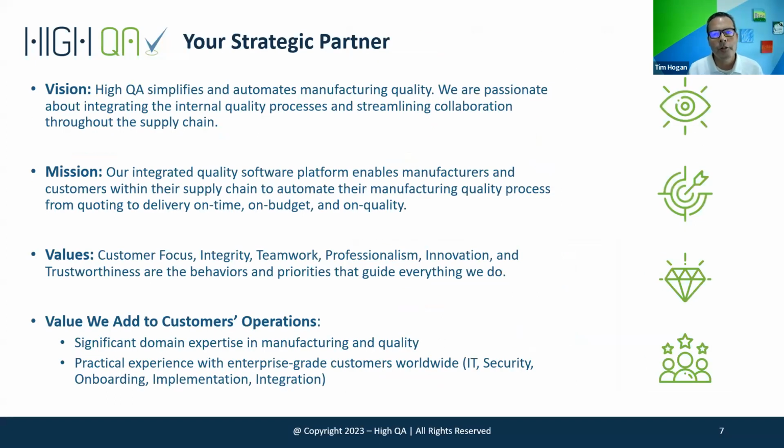We have our vision, mission, and values outlined here. But the one thing I'd really like to point out is down toward the bottom, it says significant domain expertise in manufacturing and quality. That's one of the elements that really sets HiQA apart, we believe anyway, from a lot of our competitors or other products out there: the people involved in HiQA, myself included, have a lot of manufacturing and quality background. We're not just software developers. We actually came from the manufacturing industry.